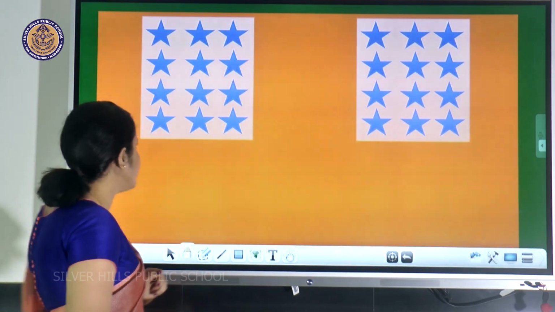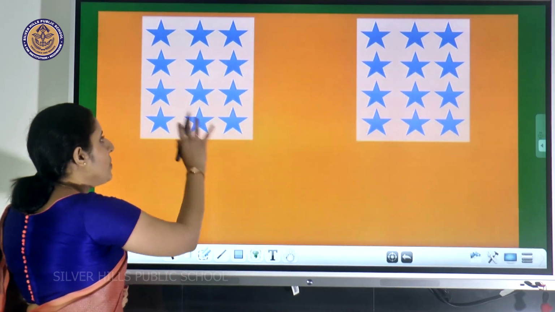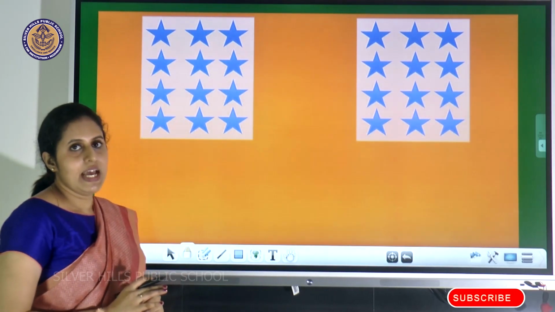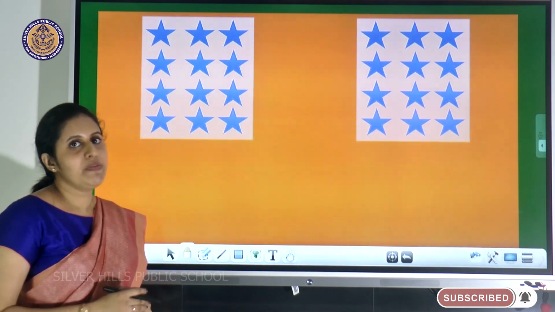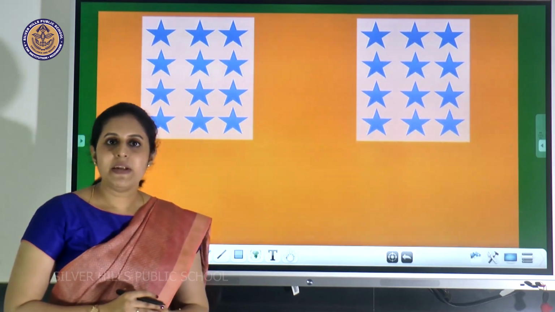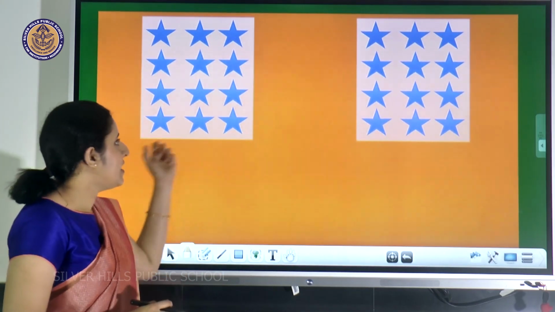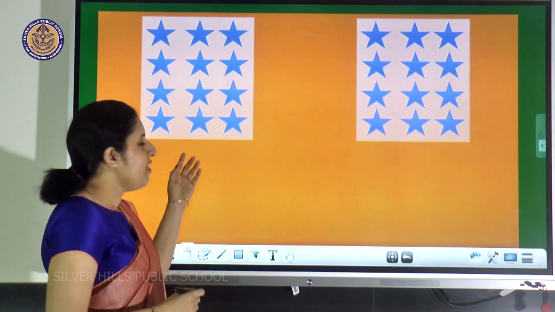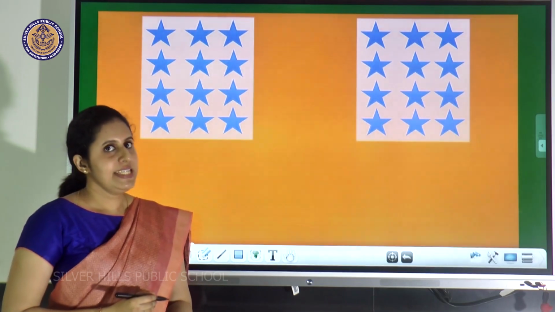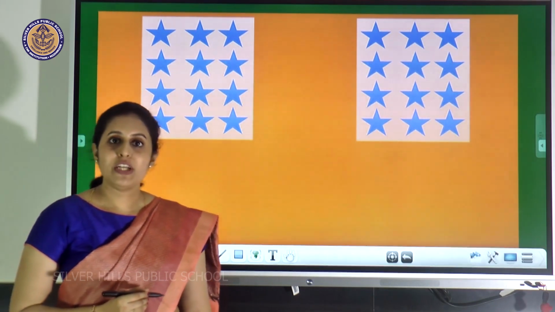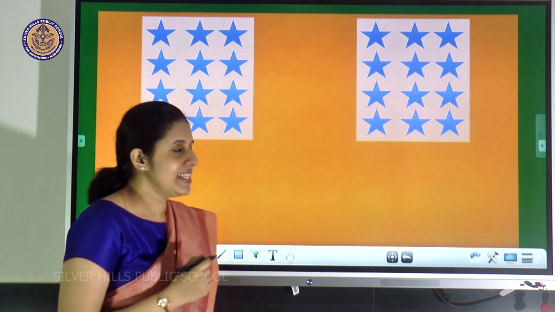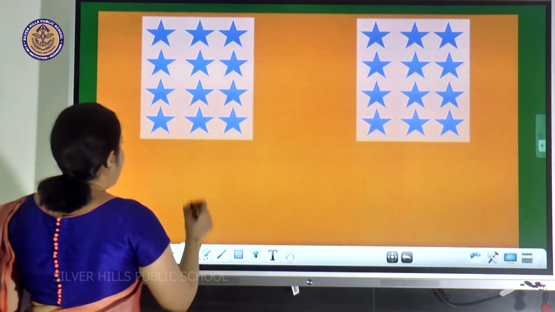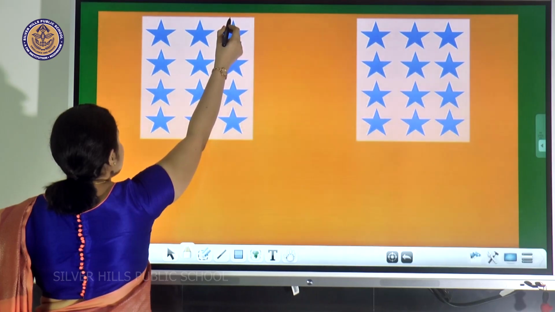Let's see how it is done. You are asked how many stars are here. That is the question. How many stars are there? We are going to make the groups here, and like in the previous examples, here there are no groups. We are going to group these stars and we are going to find out how many stars are there all together. Let's see. So, I am planning to group them like this.